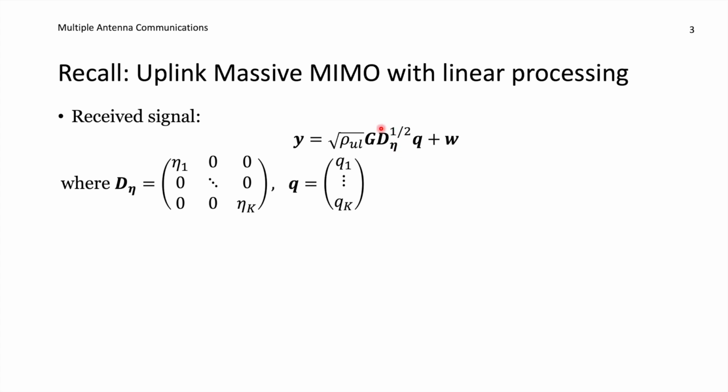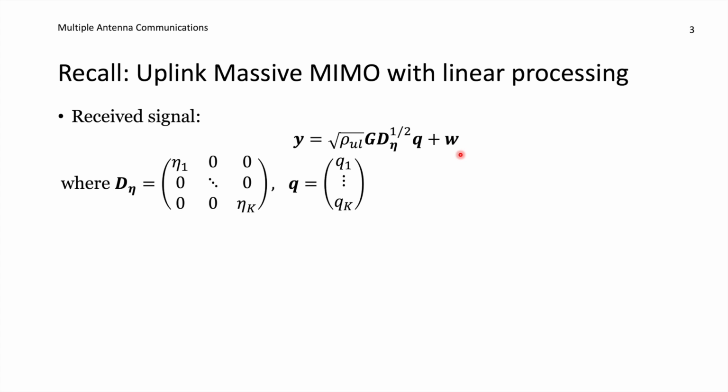The signals are traveling over the channel characterized by the channel matrix G. Every column is the channel vector from one of the K users, and the base station receives a signal y, which is M-dimensional. This channel matrix is M by K, and we have a vector with the receiver noise, also M dimensions.